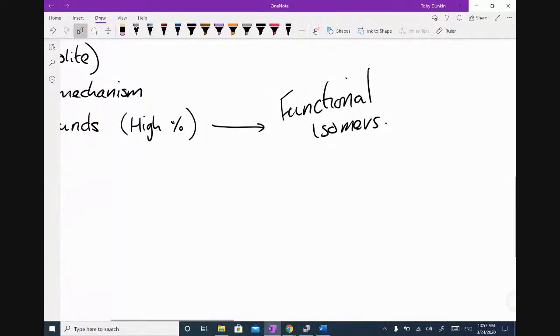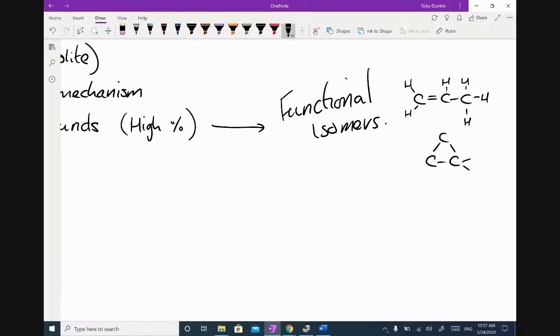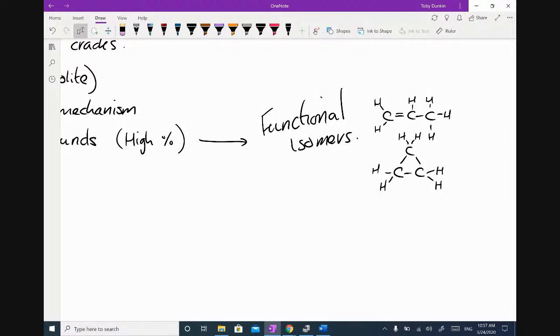But functional isomerism, you guys remember that alkenes, so this is propene, alkenes have functional isomers of cycloalkanes. Now, you guys need to know that the cycloalkanes are actually better fuels. They have lower boiling points because if you add a branch, you reduce the surface area, therefore you reduce the van der Waals forces, therefore you reduce the boiling point. So cycloalkanes are great fuels, and you don't produce many alkenes.